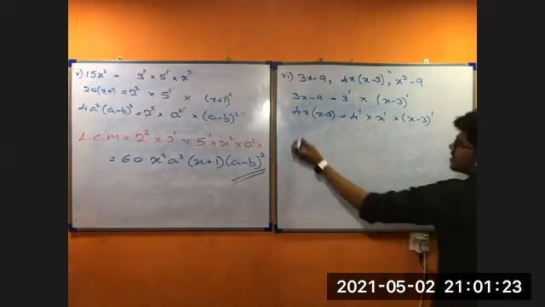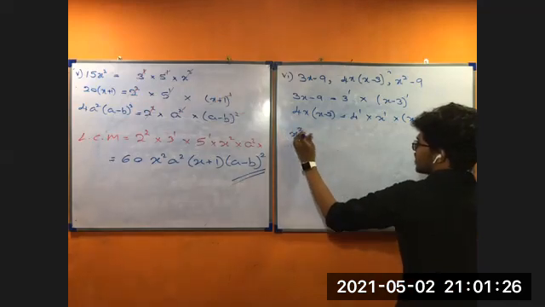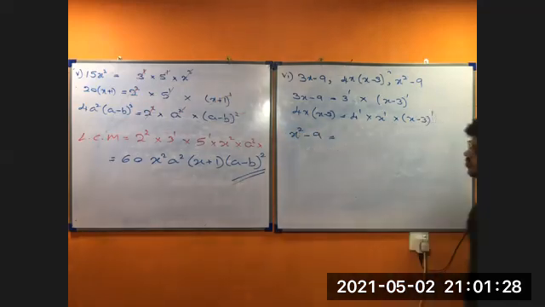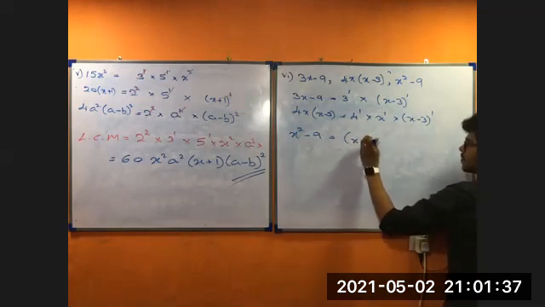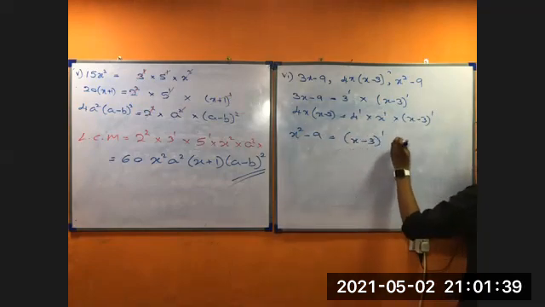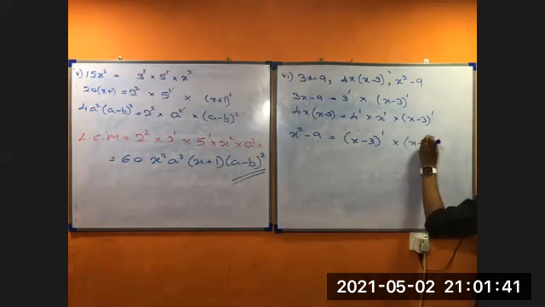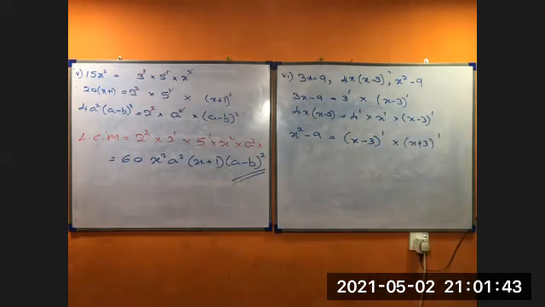There's nothing complex here. Then x squared minus 9. X squared minus 9 means what? Difference of two squares, right? Here we have x squared, here we have 3 squared. So that is going to be x minus 3 to the power 1 times x plus 3 to the power 1.